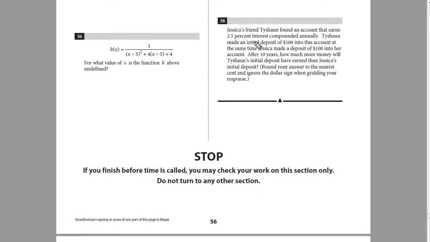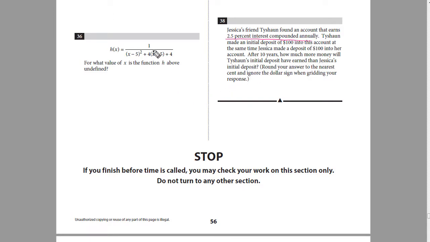Now let's move on to the last question of this SAT practice test number 1, question number 38. Jessica's friend Tyshawn found an account that earns 2.5% interest compounded annually. Tyshawn made an initial deposit of $100 into this account. At the same time, Jessica made a deposit of $100 into her account. After 10 years, how much more money will Tyshawn's initial deposit have earned than Jessica's initial deposit?